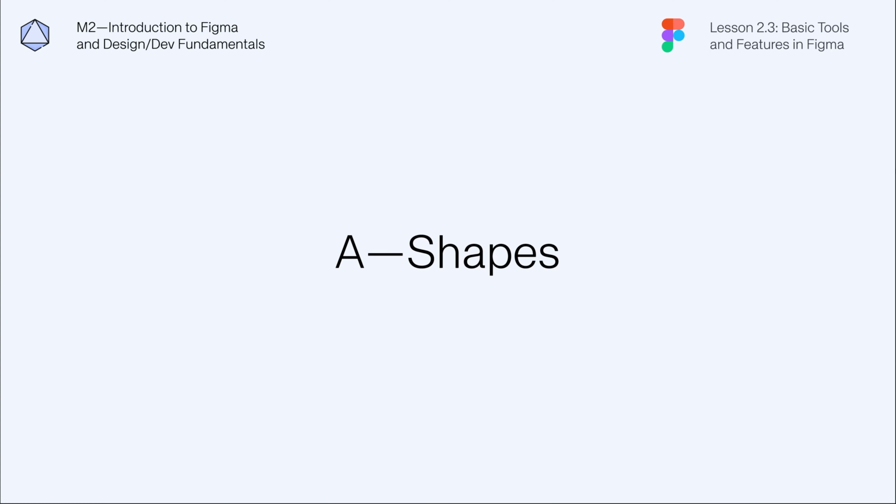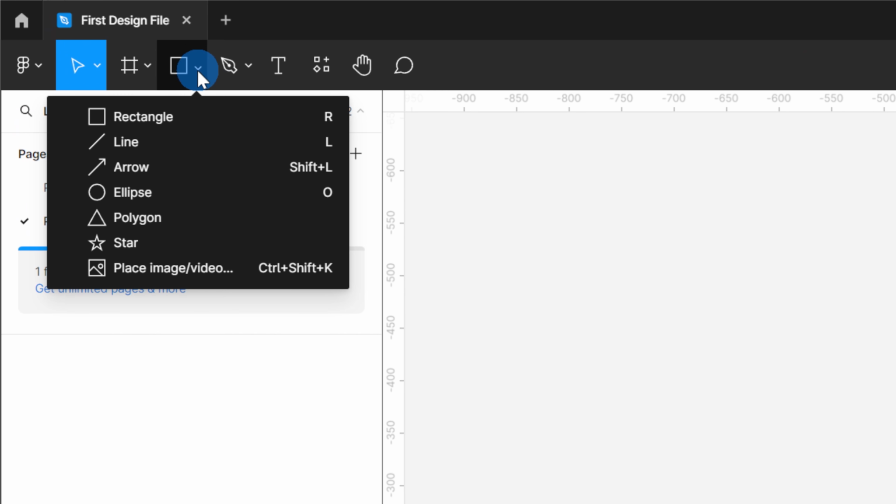Let's start with the shape tools. These tools include various geometric shapes such as rectangles, ellipses, polygons, and stars. These tools are useful for drawing basic shapes that serve as building blocks for more complex designs. You can combine, customize, and manipulate these shapes to create intricate patterns. You can also create icons and other design elements.